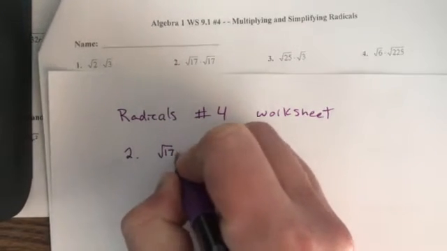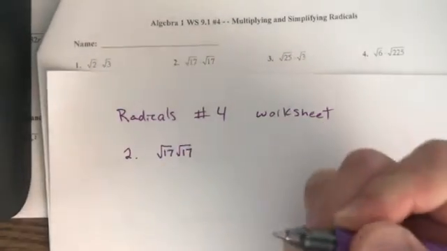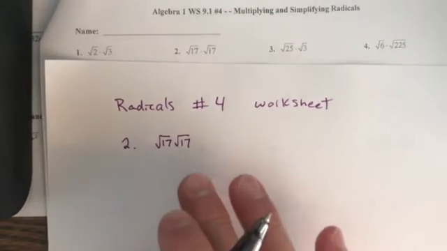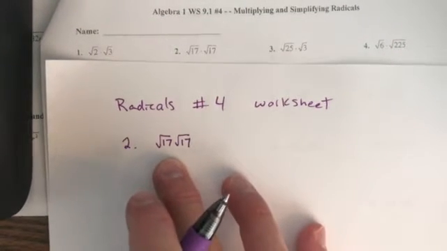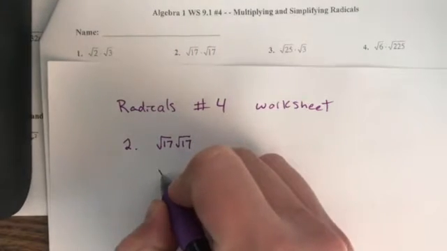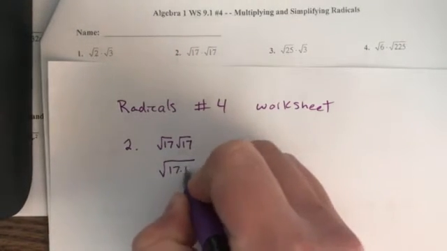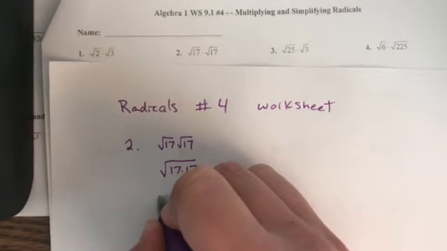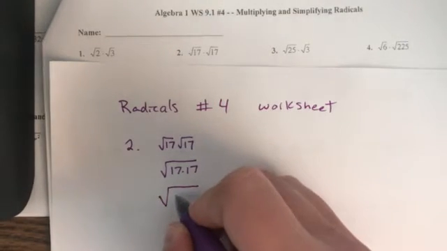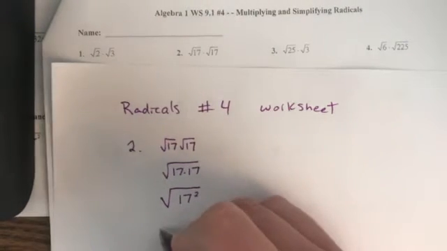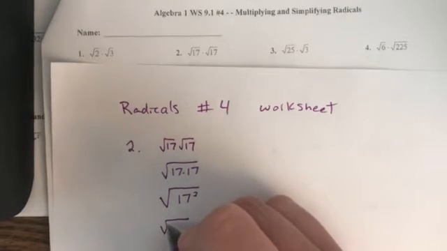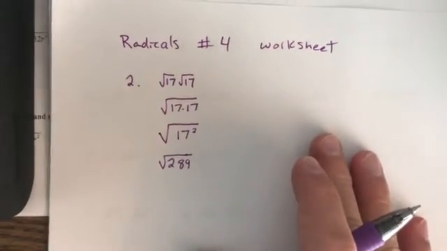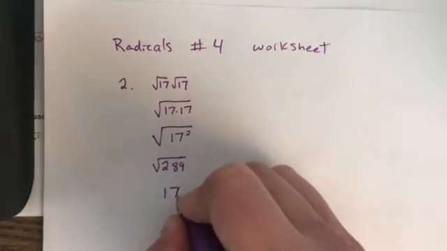The square root of 17 times the square root of 17. Now, there's two different ways to think about this problem. The first is just using your product rule for radicals and calling this the square root of 17 times 17. Or, well, something times itself. I could rewrite that as 17 squared. Or I could even multiply that out and get 289. But then when I take the square root of 289, I just get the number 17.